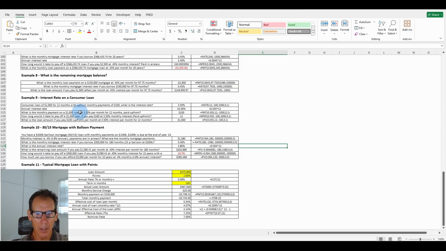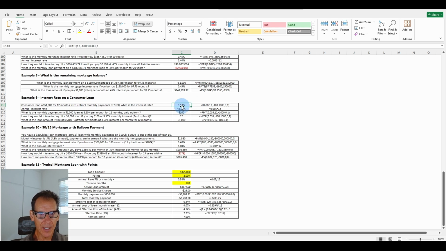Interest rate on a consumer loan of $1,000 for 12 months with upfront monthly payments of $100. What is the interest rate? Think through this. Trying to find rate. Clearly we want to use rates. This is only for 12 months. You don't need to divide by anything. What's the monthly payment? $100. What's the total loan amount? $1,000. Remember the term here, 3.5%.